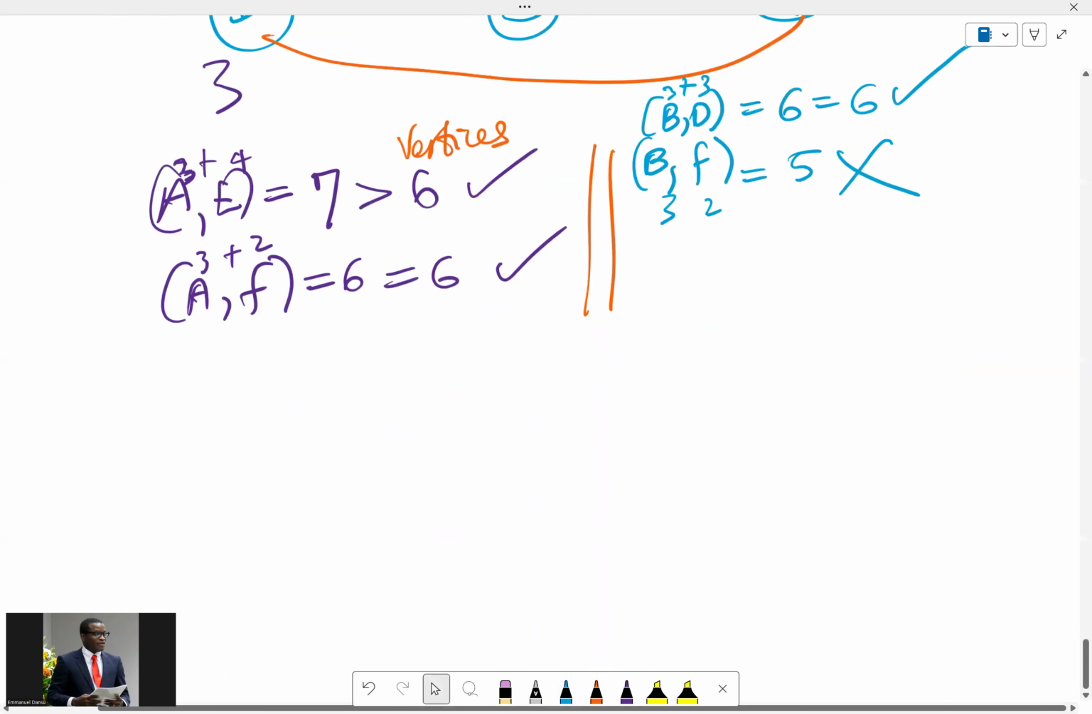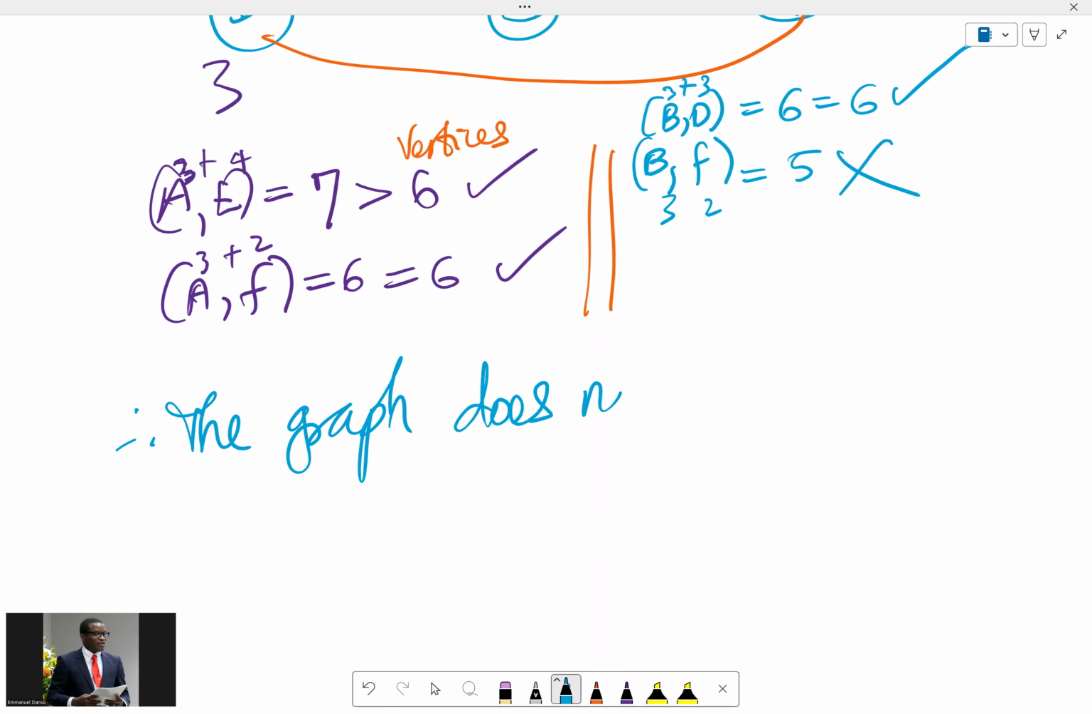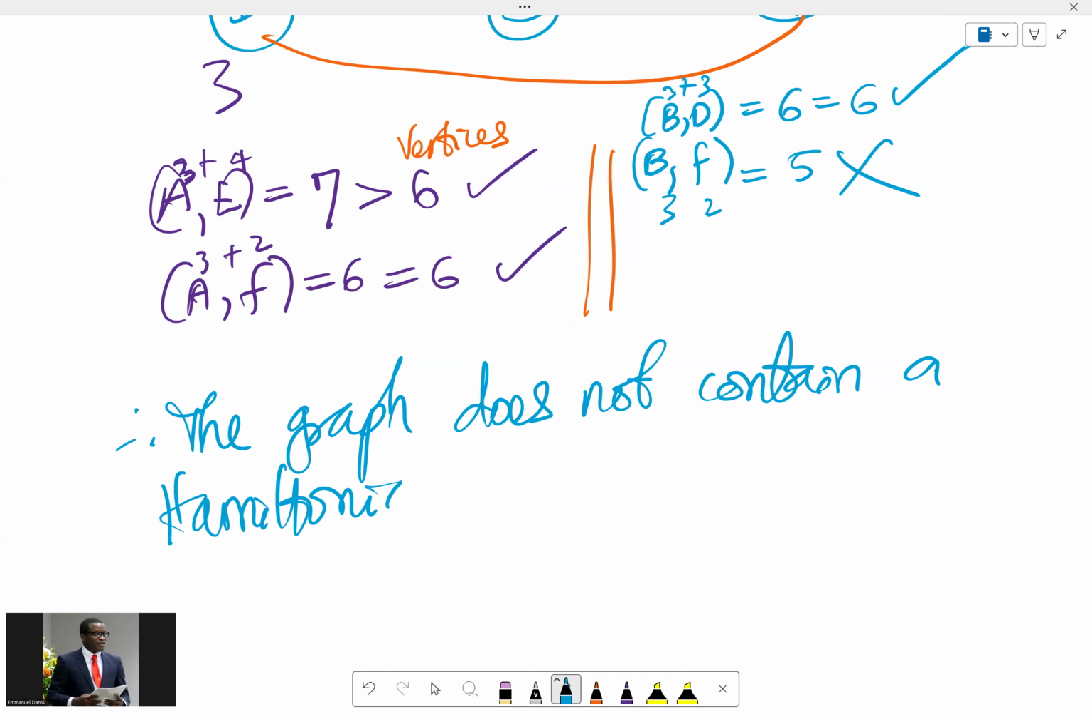So we can still say, therefore, the graph does not contain a Hamiltonian cycle. It doesn't contain a Hamiltonian cycle. So if all the conditions are met, then we can talk about that.